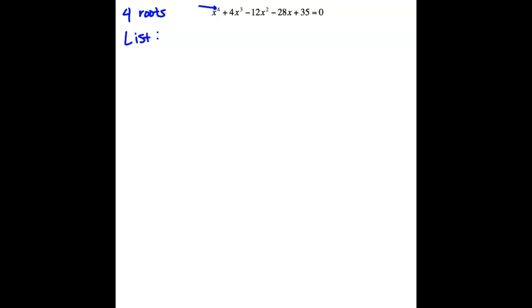Looking at our list, we always have the positive and negative options. And our list would be factors of 35 divided by factors of 1. Again, dividing by 1 isn't going to do anything. So we really just have factors of 35, 1 and 35, or 5 and 7. Okay? Then we're going to go to our graph and look to see what it's showing us.